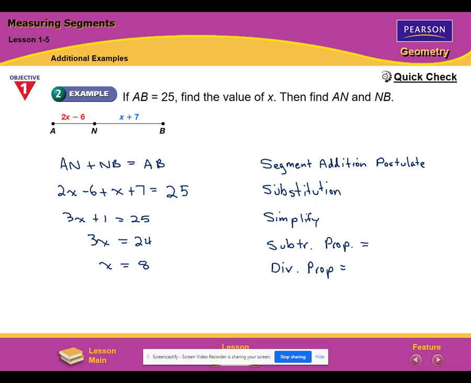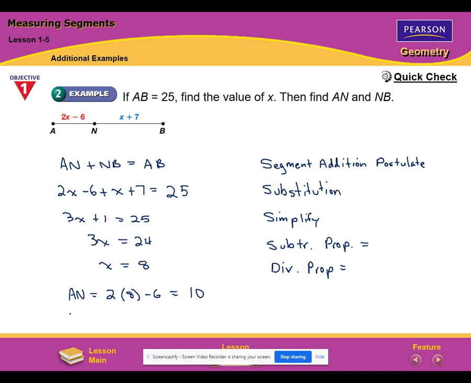Now, always make sure that you answer the question that they're asking. Did they ask us to find x? Yes, but is that all? They also said then find AN and NB. So AN, again, no symbol, didn't put a segment symbol up here. The length AN is 2x minus 6, which is 2 times 8 minus 6. 16 minus 6 is 10.